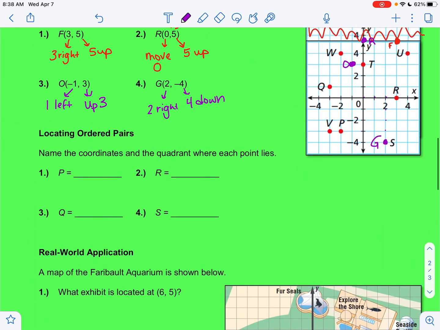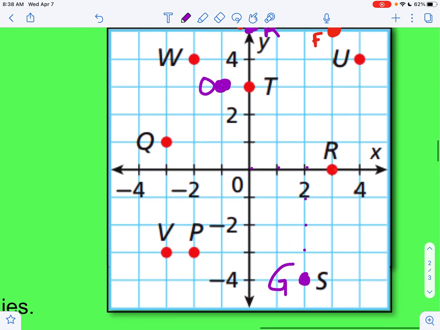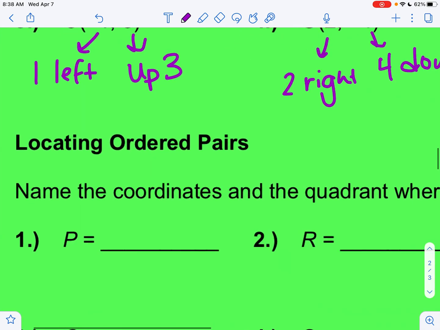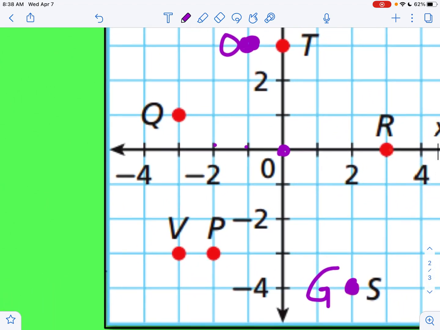Okay? Now we're going to talk about how to locate ordered pairs. So we need to name the coordinates and the quadrant where each point lies. So let's find point P. If you notice, it's right here. We need to figure out what our coordinate is. So we look, are we moving to the left or to the right from 0? Right, we're moving to the left. How many to the left? Well, 1, 2. So we moved over -2. That's your first number.